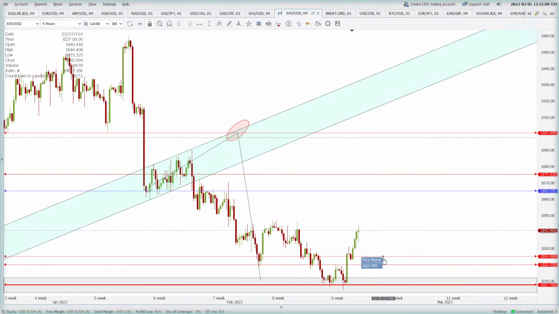On the lower side we have support at 1824. On the high side we have crucial resistance at 1865. Also, these three or four highs will also provide some resistance to the price now, but support will be provided by the 1824 level.